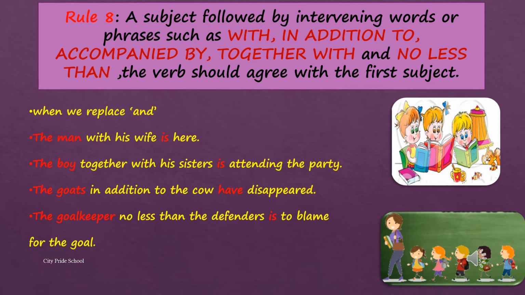The verb will agree with the first subject, that is the boy. The goats, in addition to the cow, have disappeared. The goalkeeper, no less than the defenders, is to blame for the goal. So here also the verb will be agreeing with the first subject.